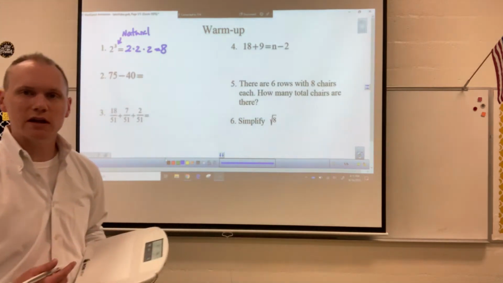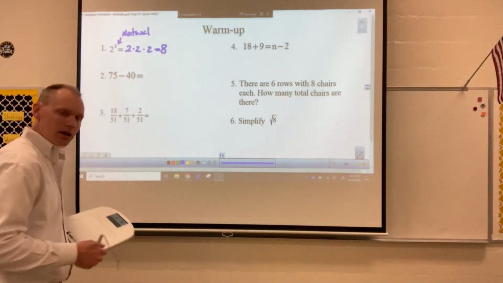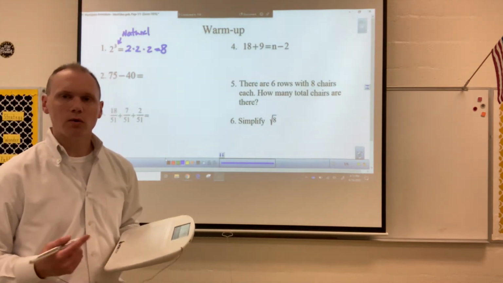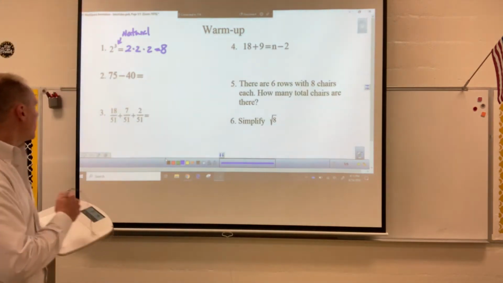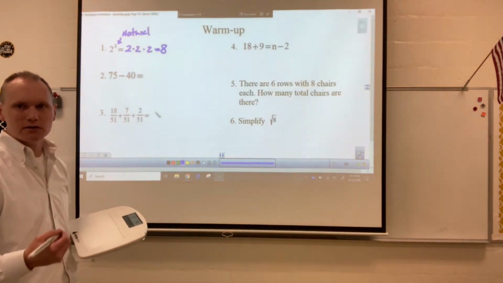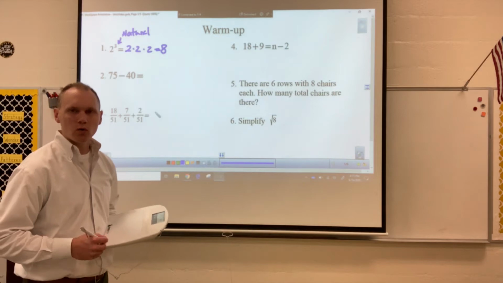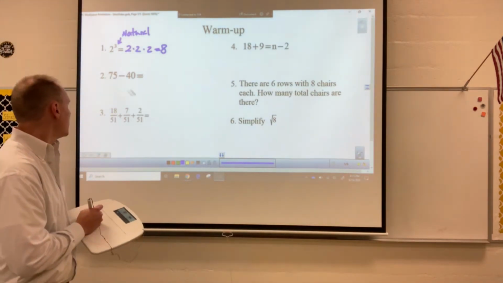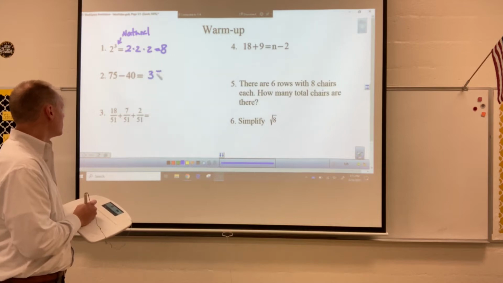So again, when it's a natural number, we can think about it as repeated multiplication. In future videos, we'll talk about what if it's not a natural number? What do we have to do then? In number 2 here, 75 minus 40, you can do this a number of different ways. You can subtract by 10 4 times, or you can just subtract 40 from the 70 and add the 5 back in. Either way, you're going to get 35.